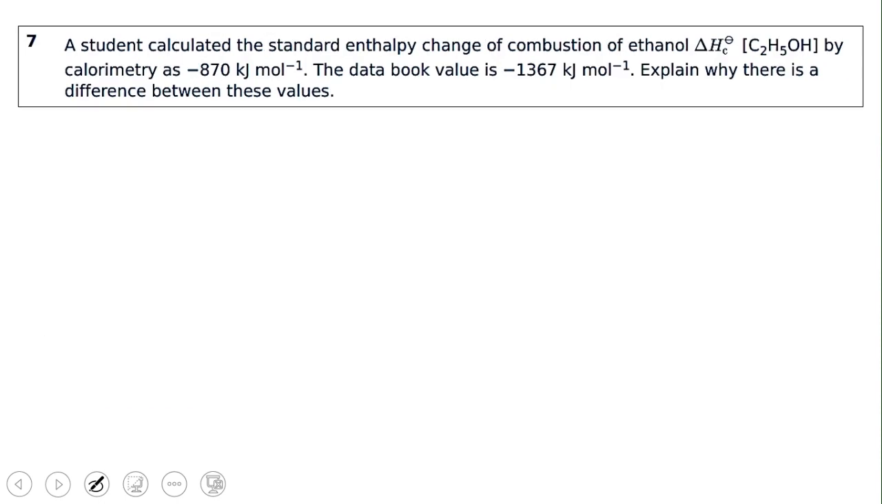Question number 7. Student calculated the standard enthalpy change of combustion of ethanol by calorimetry, and got the answer minus 870 kilojoule per mole. But if we see the data booklet, this value is completely different. It is minus 1367, that is the actual answer. Explain why there is a difference between these values. So, the actual value can be different from the experimental value again due to multiple factors. It can be heat loss, it can be any other factor because of which these values can be different.